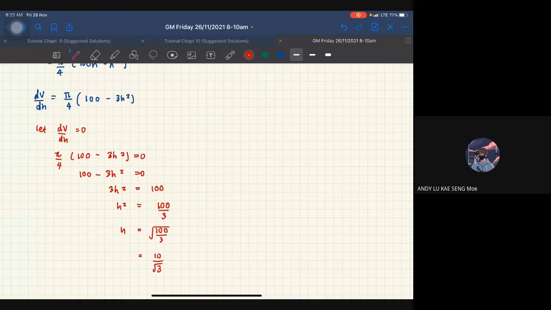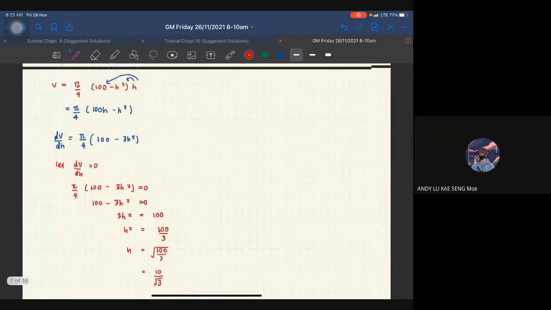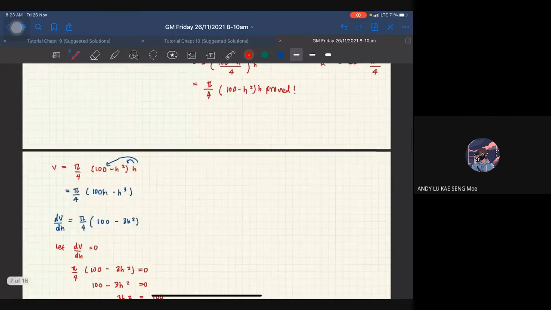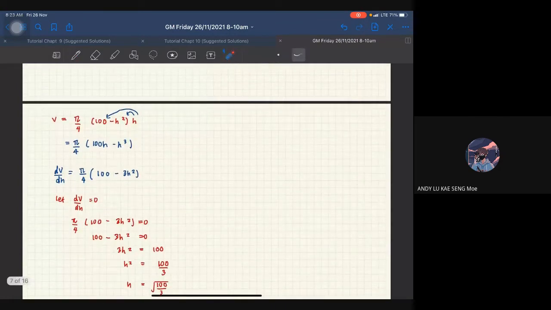Okay, so step nombor 4 kita kena verify betul tak nilai H yang kita dapat ni akan menghasilkan volume yang maksimum. Okay, so kita akan cari second derivative pula. From here, we will find our second derivative. Okay, so apa awak dapat dekat sini? This is the third step. This is the fourth step. So awak akan dapat d square V over dH square is equal to pi over 4.